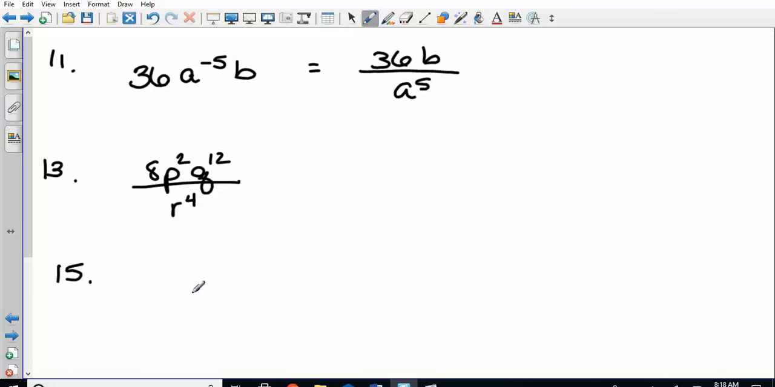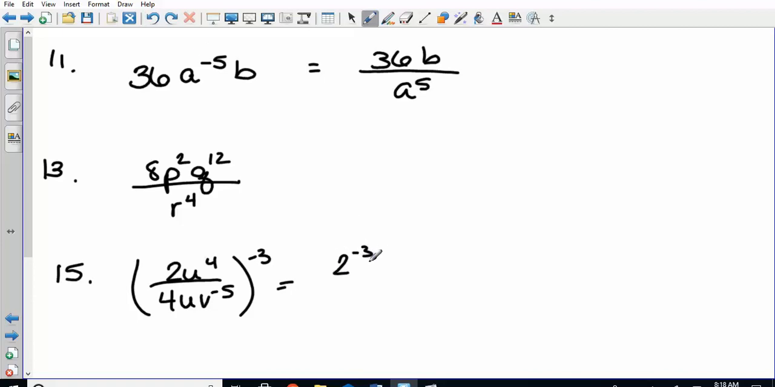All right, 15. Several different starting points. What did you guys do first? Distribution. Okay. Yep. So you could have flipped the whole thing. You could have simplified inside here, or you could just start distributing your exponent. So really 3 different starting points. So if I take my exponent through, power to a power, you multiply.